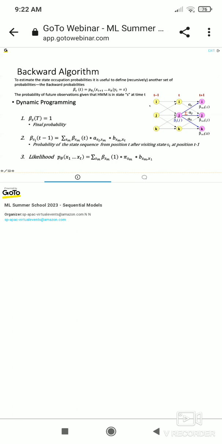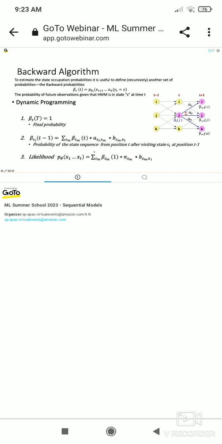Similar to forward probabilities, we can also compute backward probabilities, starting from the end and then coming towards the left side. We can initialize it with beta_T(s), which indicates the final probability, equal to 1, and then beta_{t-1} is computed recursively using future betas, the transition probabilities, and the observations in the future states.